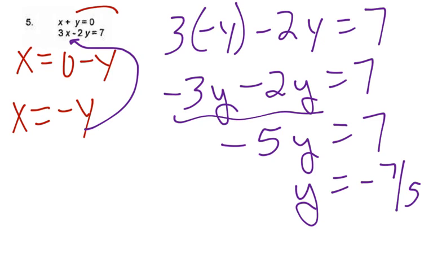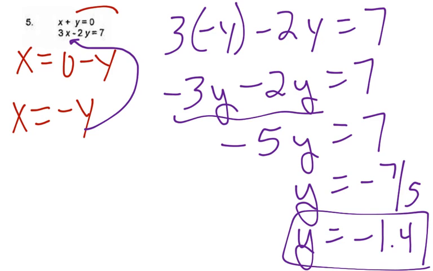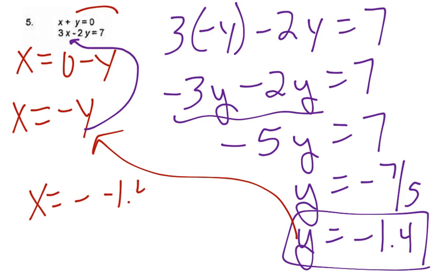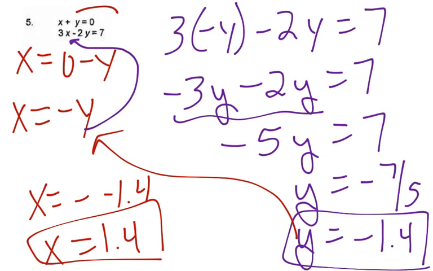7 over 5. My guess is that you don't like a fraction, so y is equal to negative 1.4. That's an answer. Box it, then go put it up here. So x is equal to negative 1.4, but we know that two negatives make a positive. x equals 1.4.